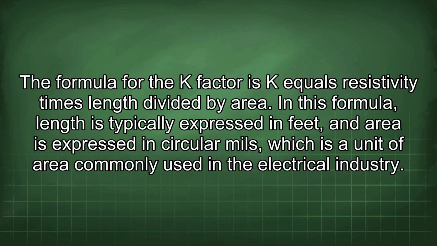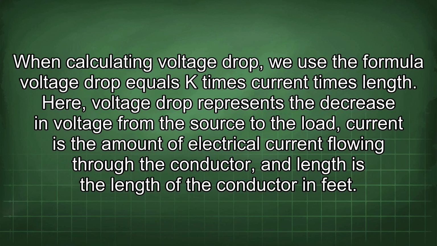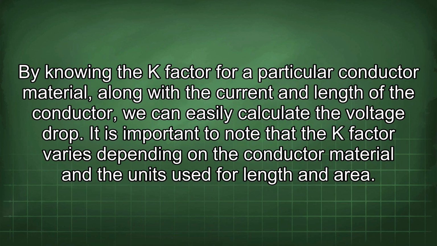In this formula, length is typically expressed in feet, and area is expressed in circular mils, which is a unit of area commonly used in the electrical industry. When calculating voltage drop, we use the formula voltage drop equals K times current times length. Here, voltage drop represents the decrease in voltage from the source to the load. Current is the amount of electrical current flowing through the conductor, and length is the length of the conductor in feet. By knowing the K factor for a particular conductor material, along with the current and length of the conductor, we can easily calculate the voltage drop.